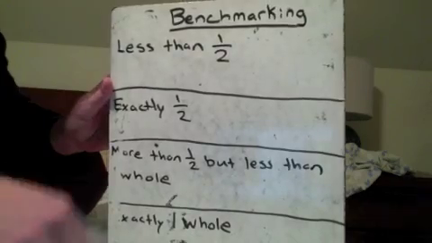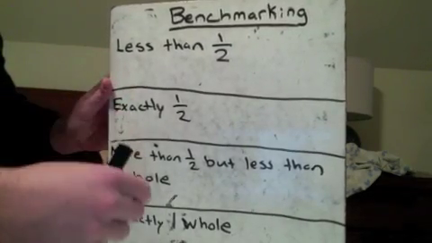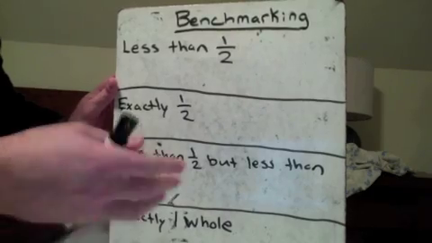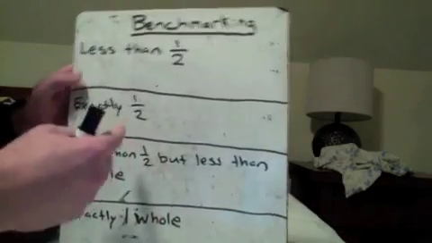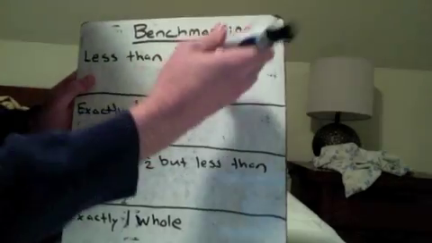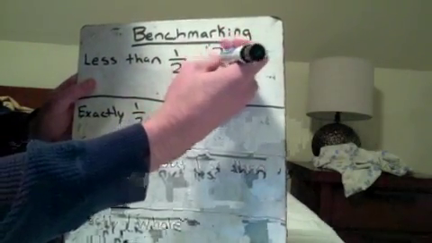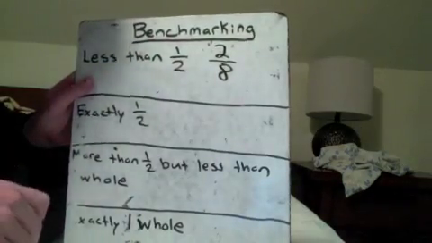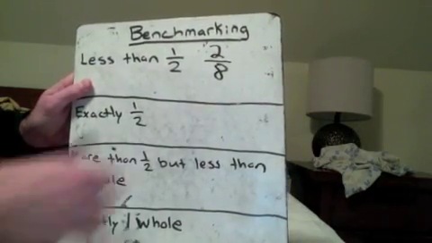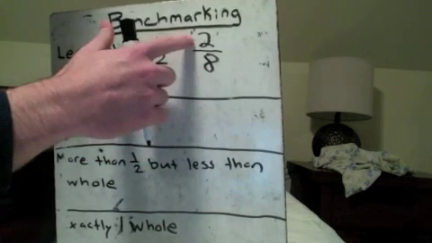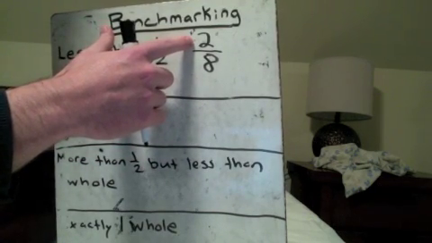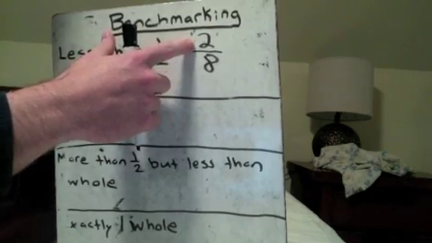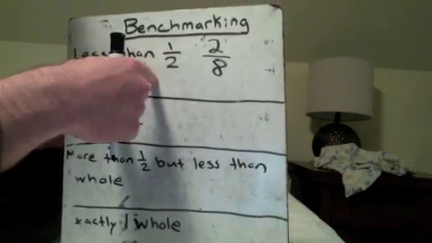All right, let's start with less than 1/2. A fraction that's less than 1/2 is going to have less than half the pieces. So for example, something that would be less than 1/2 might be 2/8. Okay? If your brownie pan is cut into 8 pieces and you only have 2 of those pieces, you do not have half the pan. Half the pan would be 4 and you only have 2, so that should be less than half.